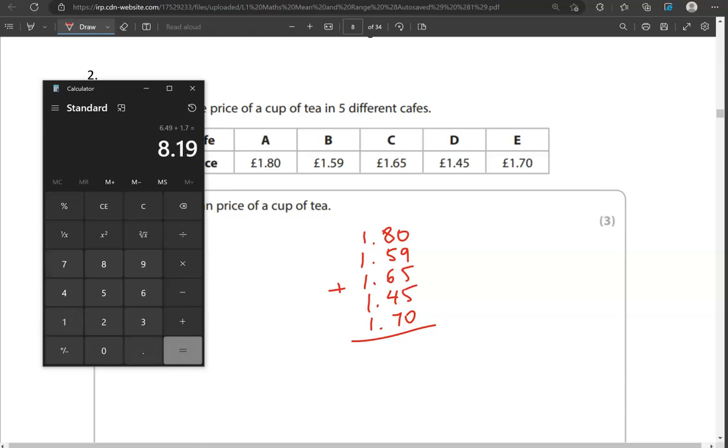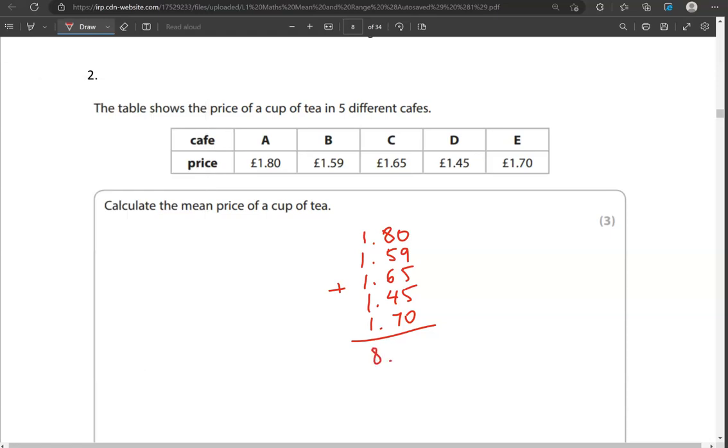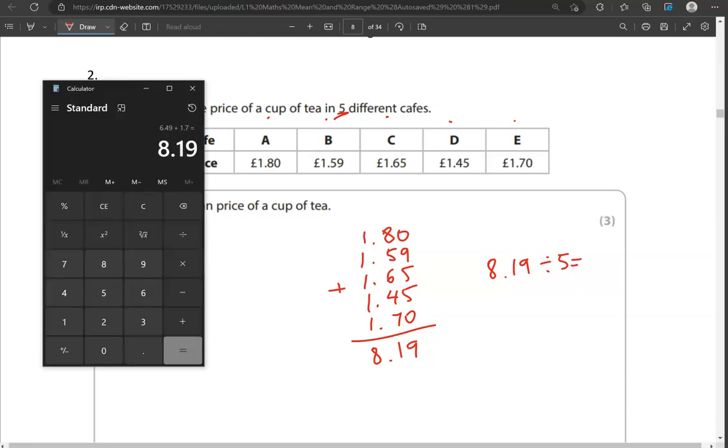Gives us £8.19, which we're going to divide by 5 because we have 1, 2, 3, 4, 5 cafes. And that is 1.638.